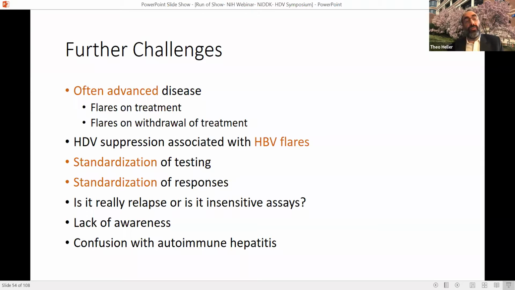Hepatitis D suppression is also associated with hepatitis B flares. There's no standardization of testing, as Dr. Terrault said, but also there's no standardization of responses. And there is some literature attempting to address this. We also have to ask if it's really relapse or if it's really a matter of insensitive or inadequate assays, and I'll return to this too. And as has been discussed, there's a lack of awareness. And I would also put in a personal plug for something that we see quite frequently: cases that are referred to us are often confused for superimposed autoimmune hepatitis on top of hepatitis B. Next slide, please.